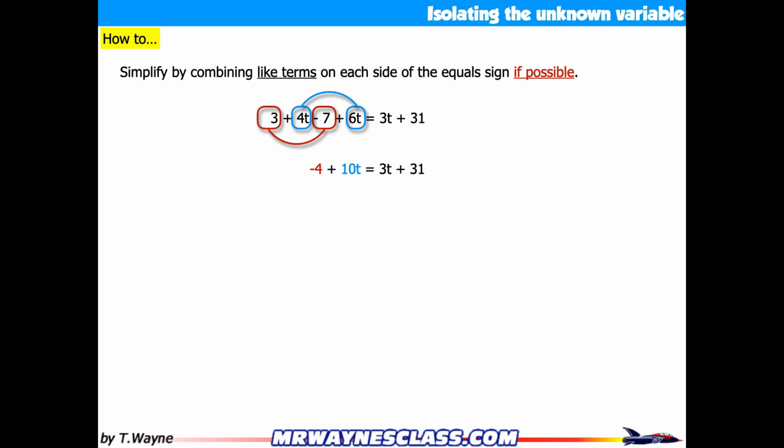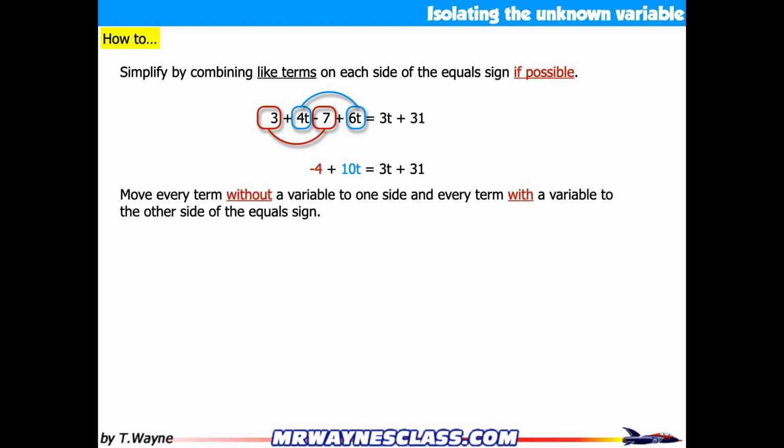Now at this point, I'm going to move the equation, or isolate out the variable, and I can put the variable on the left side or the right side of the equal sign. I'm going to choose the left side. It really doesn't matter, but since eventually I'm going to say t equals something, I'll just go ahead and go with that. To do that, I'm going to move every term without a variable to one side and every term with a variable to the other side.